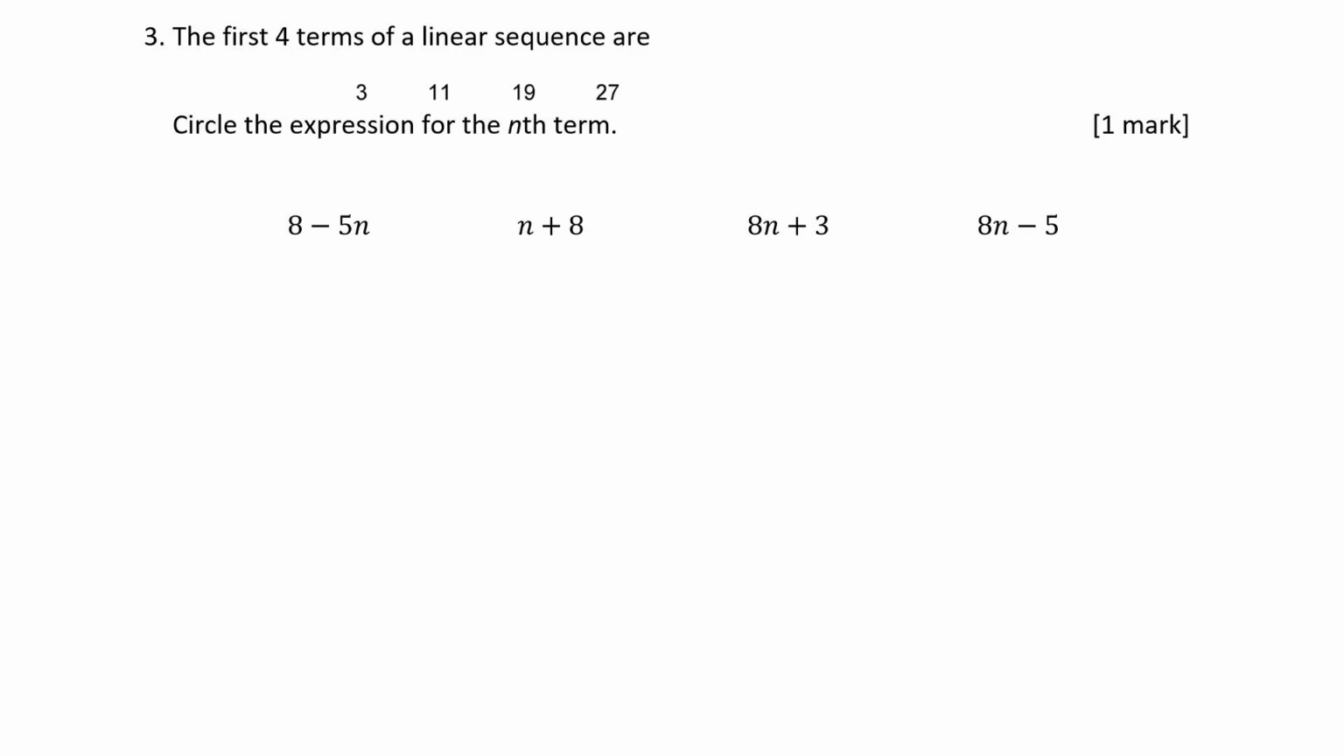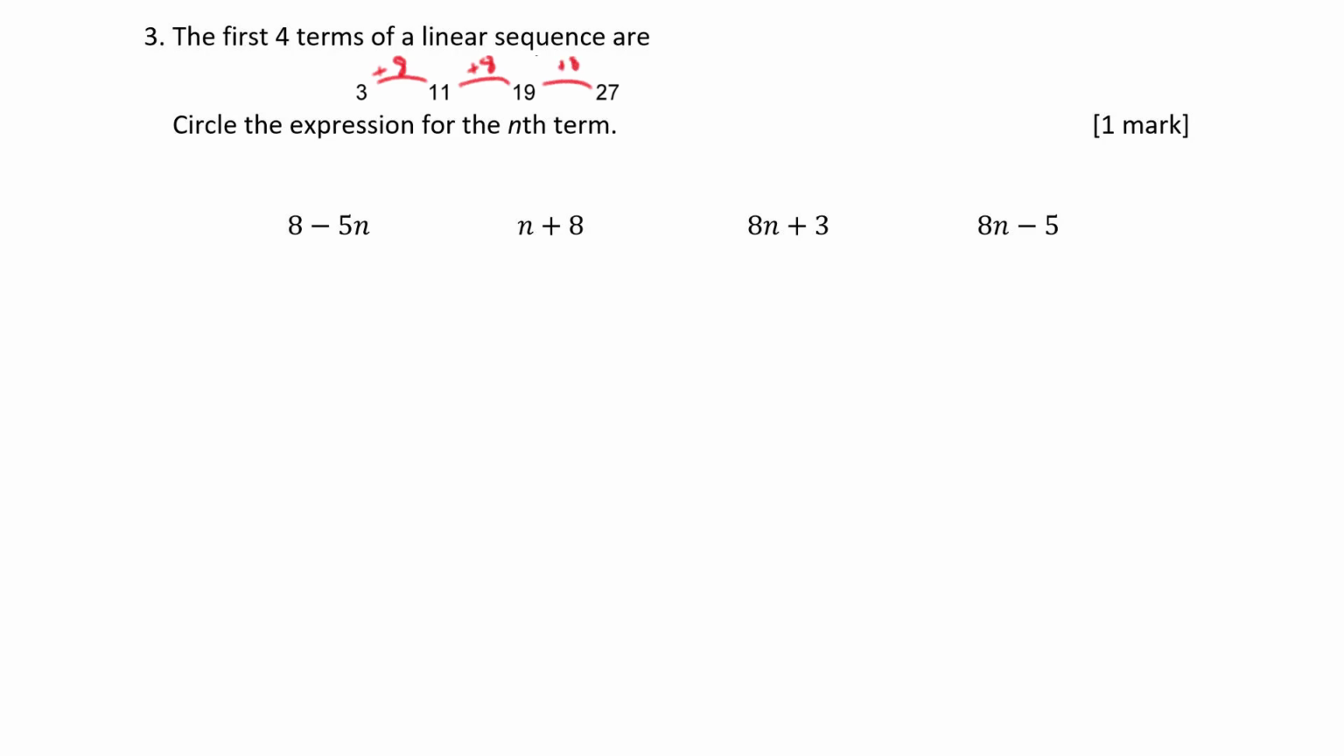Question 3. The first 4 terms of a linear sequence are 3, 11, 19, 27. Linear sequences have a common difference. So from here to here to here should be the same number. 11 subtract 3 is 8, and that's the same as the difference between 11 and 19 and 19 to 27. So it's kind of like a +8 sequence, isn't it? Circle the expression for the nth term.